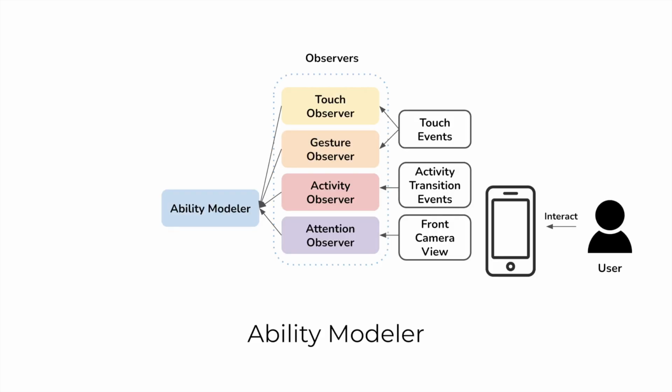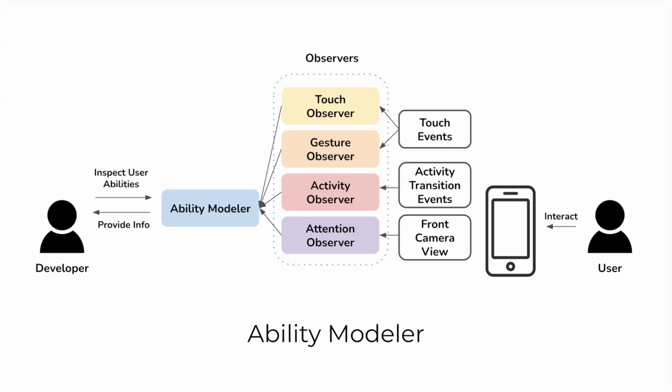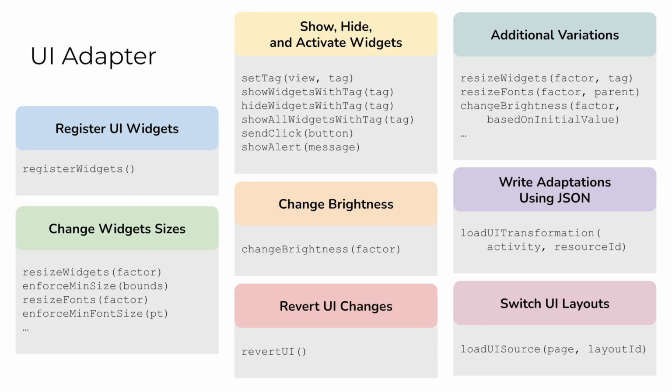Synthesizing the observed input events and sensor data, the ability modeler exports a set of methods to provide a higher-level, holistic understanding of the user's abilities and allows the developer to inspect these abilities. With this information, a developer can then utilize the UI adapter methods to adapt the mobile interface according to the observed abilities at runtime.